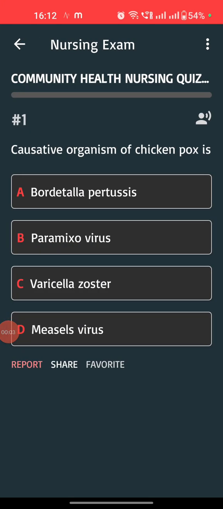The causative organism of chickenpox is: A. Bordetella pertussis. B. Paramyxovirus. C. Varicella zoster. D. Measles virus. Correct answer.